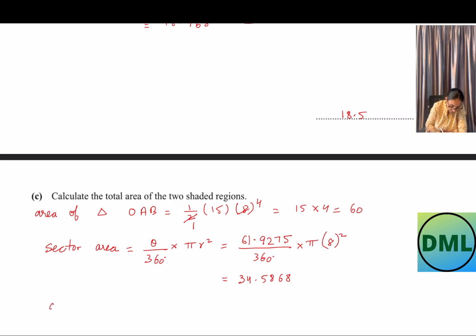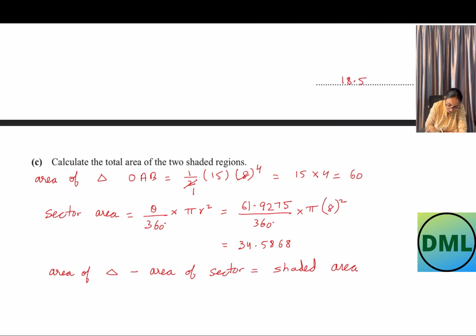Let's do it here. Area of triangle minus area of sector. This is going to give you the shaded area. 60 minus 34.5868. That is going to give you the shaded area here. If you subtract this, your answer will be equal to 25.4132. That is my area. Let's do the next part here.